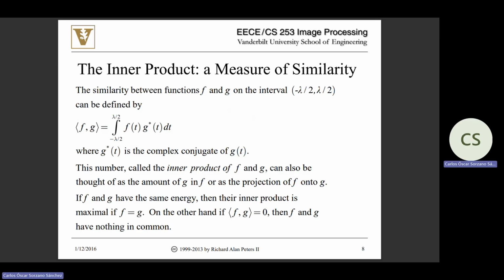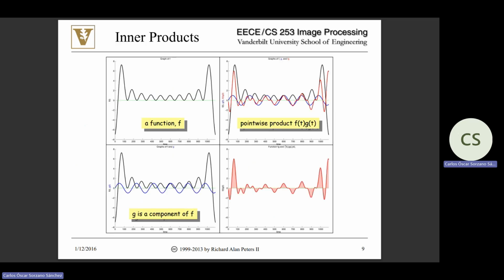And with this inner product, two vectors are perpendicular to each other, or orthogonal to each other, if the product is 0. So if this product is 0, then the two signals, or the two functions, are orthogonal to each other. So here we would have a representation of that inner product.